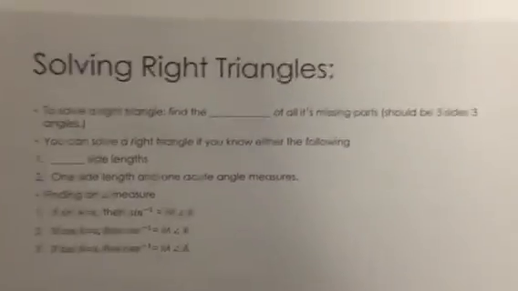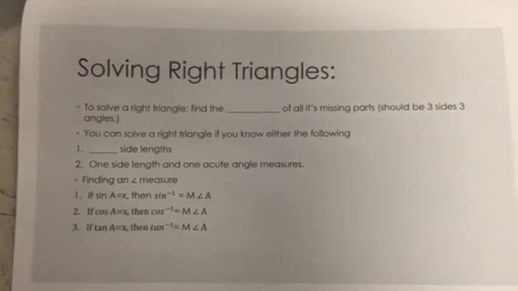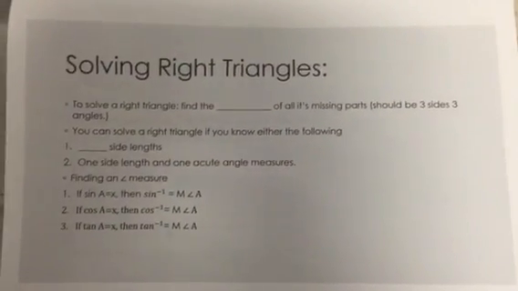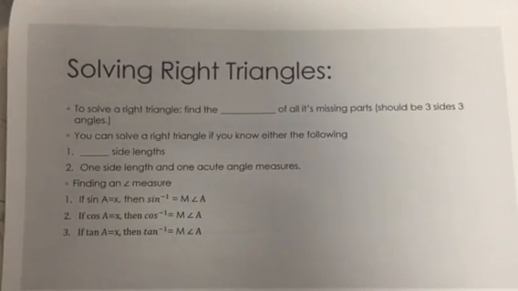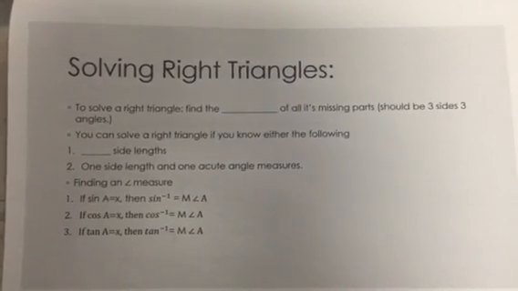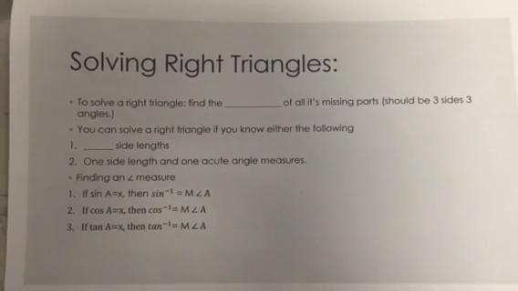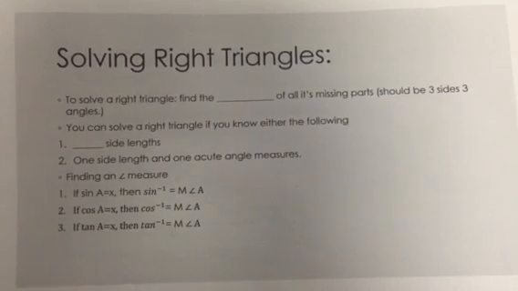Solving right triangles. To solve a right triangle, find the measures of all its missing parts. You can solve a right triangle if you know either of the following: two side lengths, or one side length and one acute angle measure.